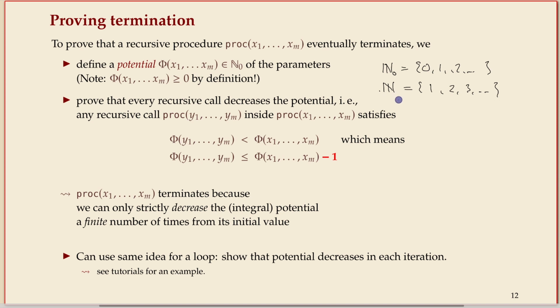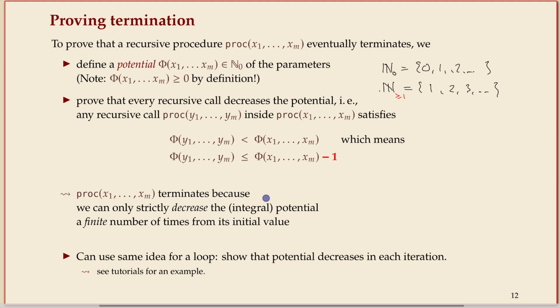If that's important, I might actually write it with a subscript greater-or-equal 1 to make it more clear. So this potential is at least 0 by definition. There's no smaller natural number. What we have to prove termination is that whenever the function calls itself, the potential of the parameters it calls itself with is strictly smaller than the potential of the parameters it was called with. So in other words, the potential drops by at least 1. Again, because it's natural numbers, if it's strictly smaller, it has to be at least 1 smaller.